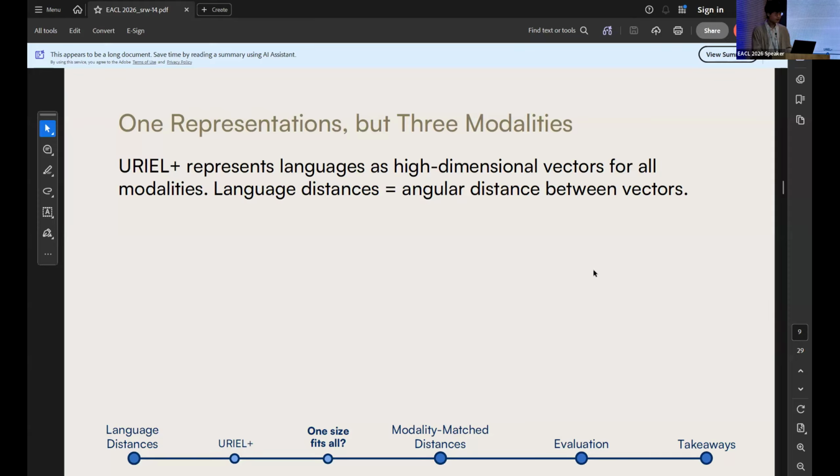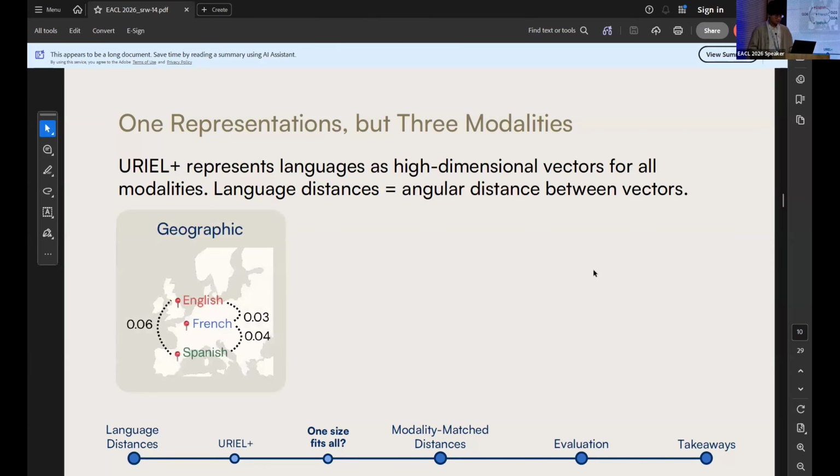So how this might look for each of the three modalities that we mentioned is, for example, for the geographic modality, the key assumption in URIEL Plus's vectors is that languages are spoken at a single point. So for example, English might be represented as a vector corresponding to London and French, Paris, etc. And so we see that in this case, the language distances in URIEL Plus are extraordinarily small.